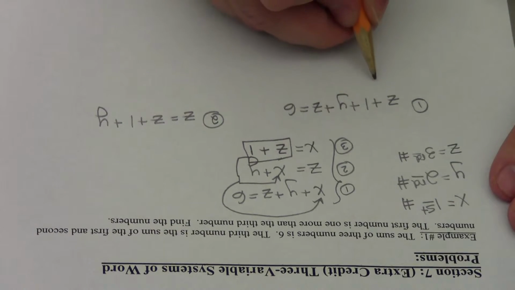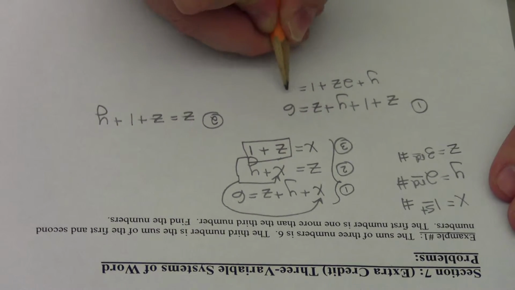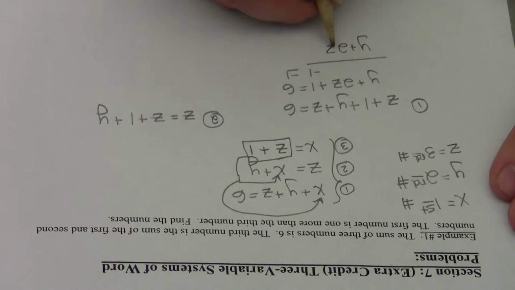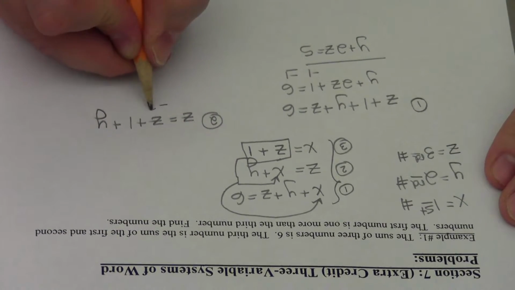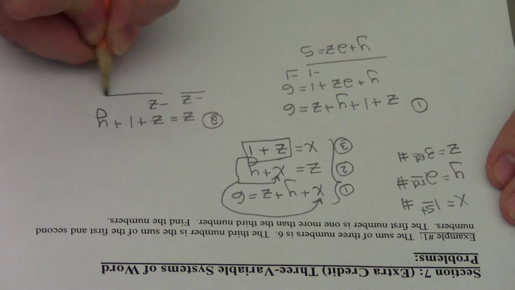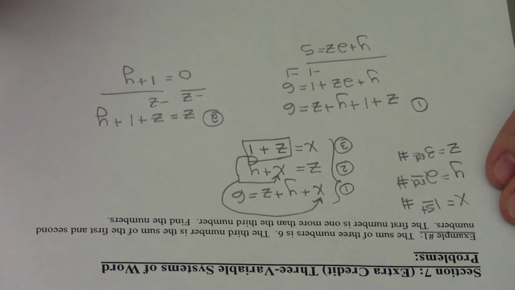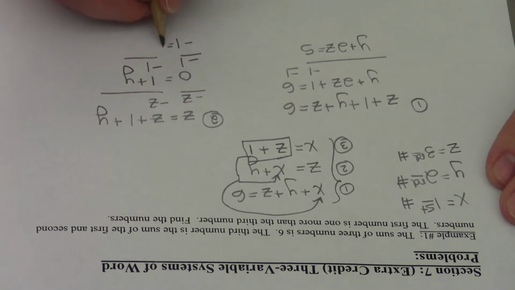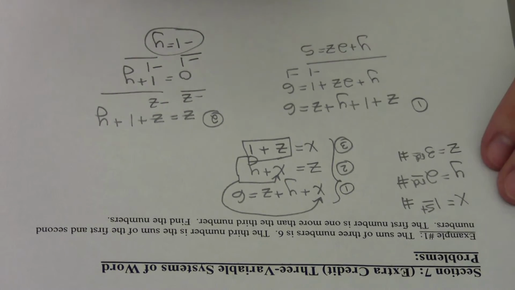Cleaning up that first equation, we have y plus 2z plus 1 equals 6, minus 1, y plus 2z equals 5. In the second equation, I'm going to subtract z from both sides. And actually, that's kind of interesting. The z is completely canceled there. 0 equals 1 plus y. This is just a one-variable equation. I can just solve this for y and have my first variable. y equals negative 1.